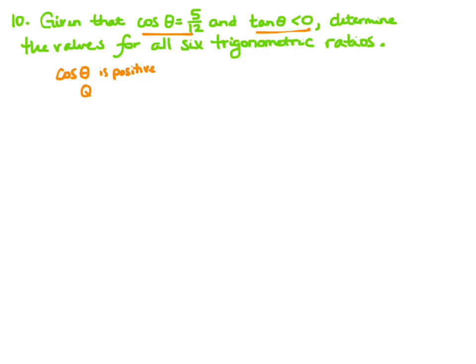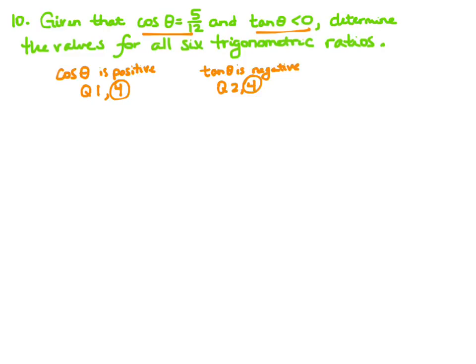Well, that happens in, of course, quadrant 1, because they're all positive in quadrant 1. And then also quadrant 4. Remember that cosine goes with the x-coordinate, and so it would be positive in quadrant 4. Then my other piece of information is that tangent theta is less than 0, which means tangent theta is negative. So I want to figure out which quadrants tangent is negative in. And if we remember that tangent is slope, it's going to be negative in quadrants 2 and 4. And so the one quadrant where both of these things are true is quadrant 4.